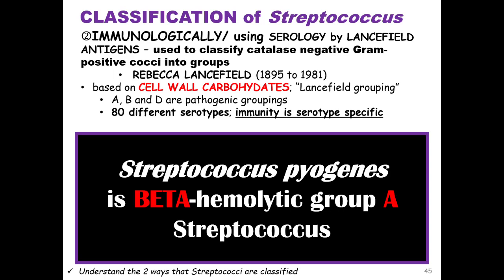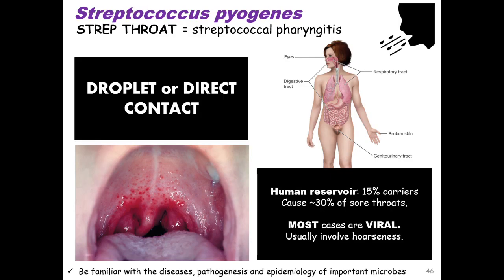It started off with letters, but types A, B, and D are pathogenic groupings. And so with group A strep, you'll hear, oh, it's just a group B streptococcus infection. But Streptococcus pyogenes is beta hemolytic and in group A. It's most known for causing strep throat.